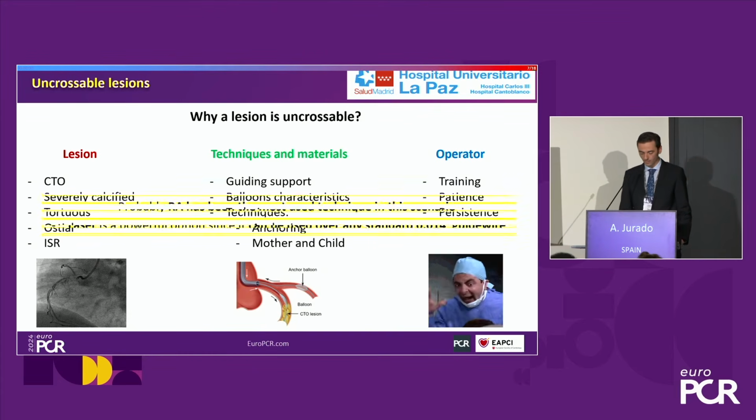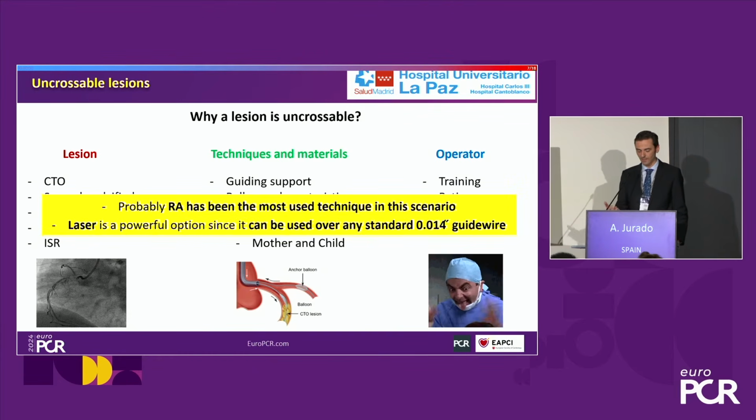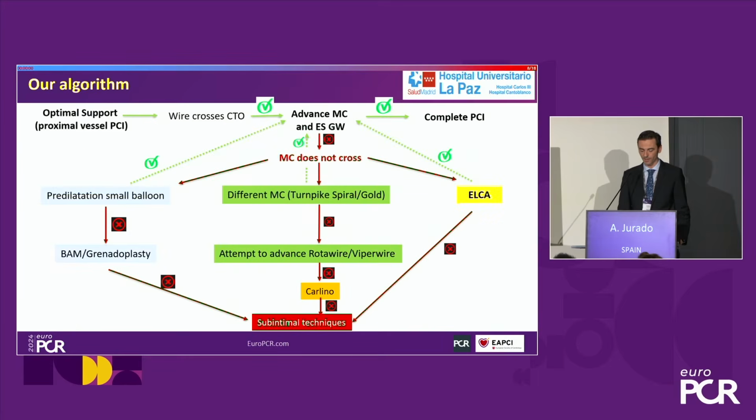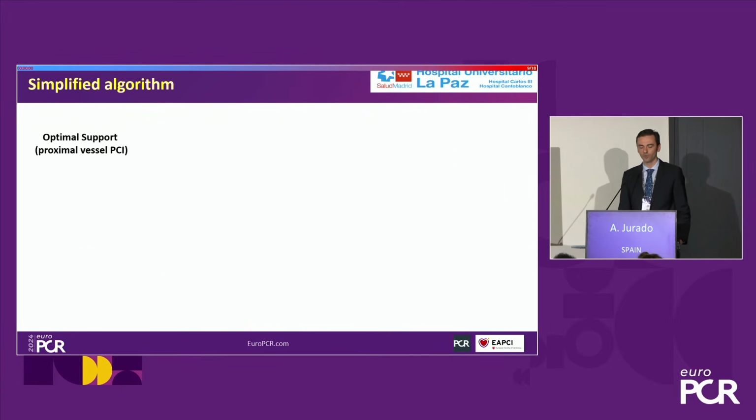In the past, we know that probably rota has been the most used technique in this scenario, but you have to cross, as Mohamed said, the rota wire, and sometimes you cannot cross a microcatheter. So ELCA is complementary to all these techniques, but also can be a powerful option since it can be used by any standard wire. This is our algorithm in uncrossable CTO. I'm going to simplify for you.